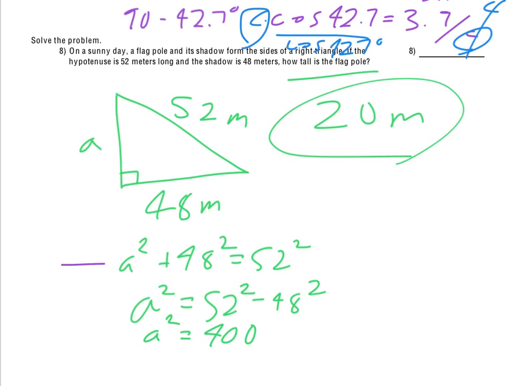A squared plus b squared equals c squared. We would subtract the 48 squared from both sides. Get a squared equals 52 squared minus 48 squared. Turns out that a squared is 400. We square root both sides there. We find out that a is 20 meters.